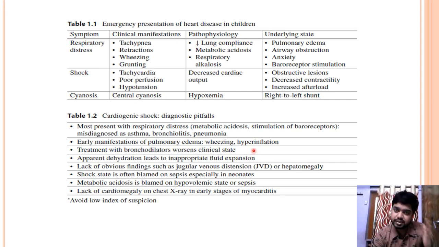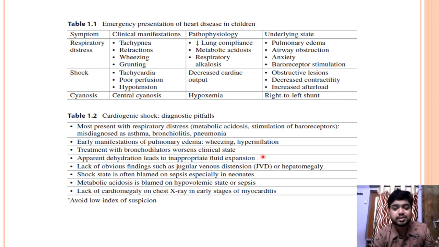Why? Because if it is a respiratory wheeze, if you give a bronchodilator, definitely that will improve. Whereas if it is a cardiogenic wheeze, a cardiac wheeze, if you give a bronchodilator, what will happen? The beta agonist will just cause tachycardia. Already there is a cardiogenic decompensation phase and you are trying to increase the heart rate. It worsens the clinical state.